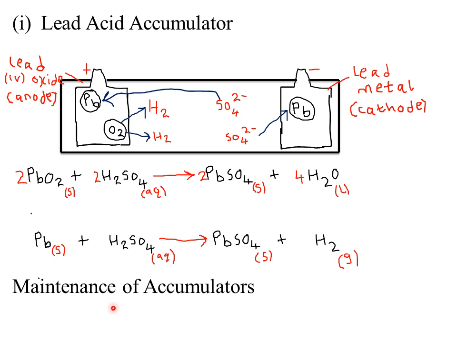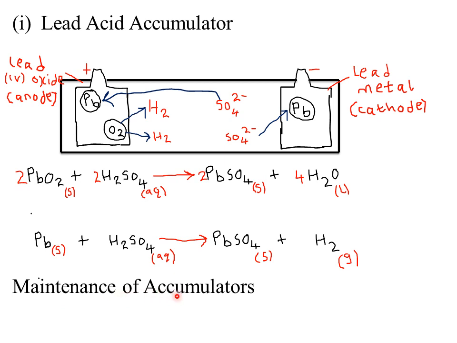Now let's look at maintenance. How do we maintain accumulators? Now we have 7 ways in which we can maintain accumulators. Maintaining means how to keep them safe, or how to reduce loss of what? Charges from the accumulator. So let's look at the 7 ways of maintaining accumulators.